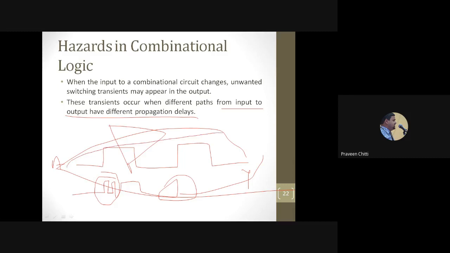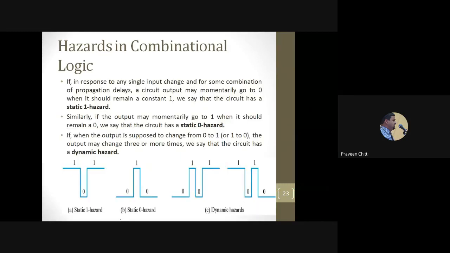So every path may have different propagation delay associated with it, and that may lead to transients in the circuit. Those transients are called hazards in the digital or combinational circuit. Basically there are two types of hazards: static hazards and dynamic hazards. So what exactly do you mean by static hazard and dynamic hazard?